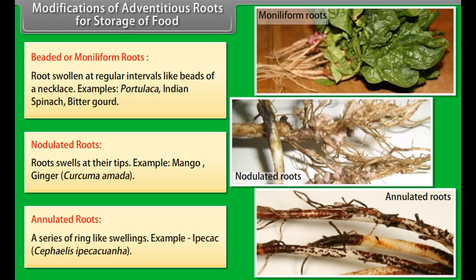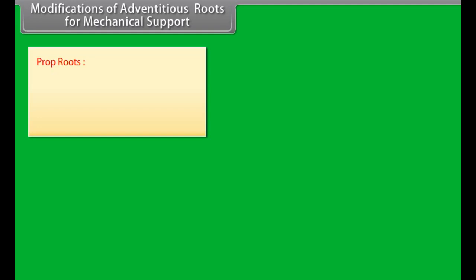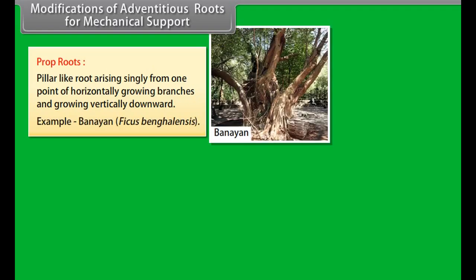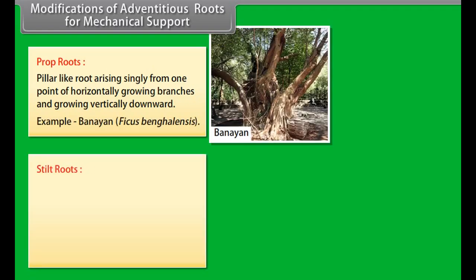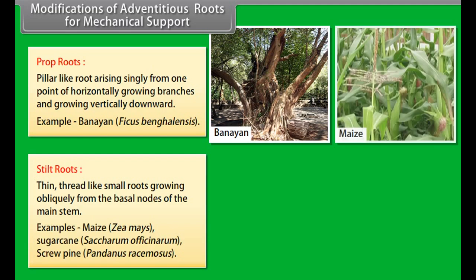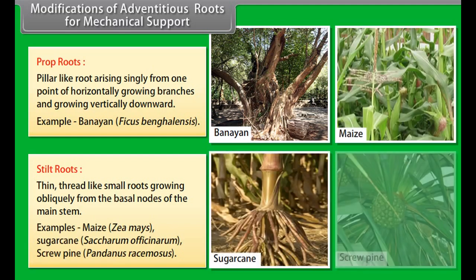Example: ipecac. Modifications of adventitious roots for mechanical support. Prop roots. Pillar-like root arising singly from one point of horizontally growing branches and growing vertically downward. Example: banyan. Stilt roots. Thin, thread-like small roots growing obliquely from the basal nodes of the main stem. Examples: maize, sugarcane, screw pine.